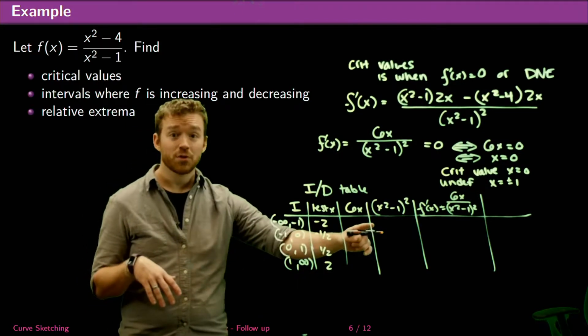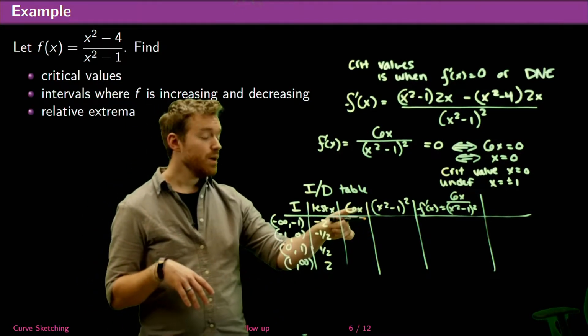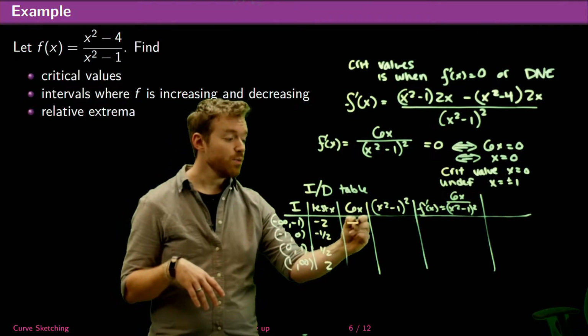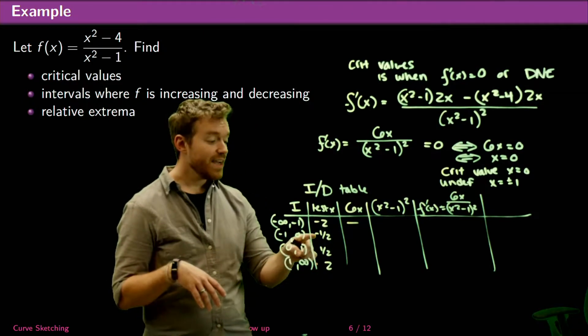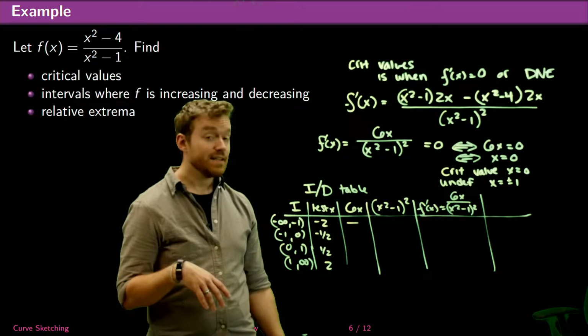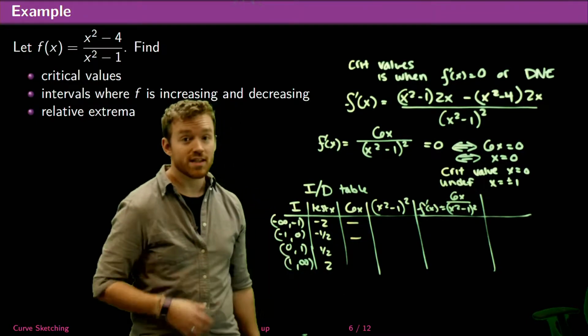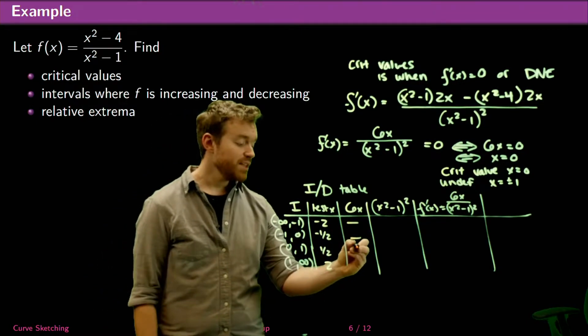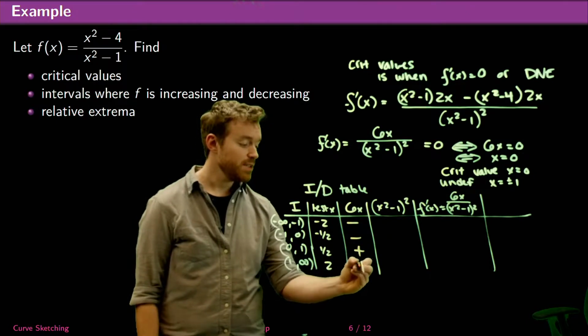I only care about whether these are positive or negative. So -2 times 6 is -12. I don't care what that is. It's just negative, right? -1/2 times 6 is -3. I don't care what the value is, just that it's negative. And then 1/2 times 6 is positive, and 2 times 6 is positive.